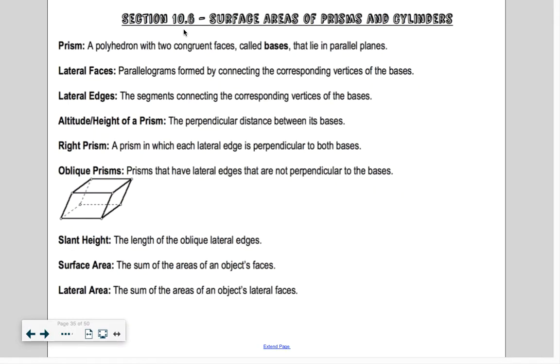10.6 is on surface area of prisms and cylinders. So definitions, what if I have matching? Will you guys be able to do these definitions? No. All right, a prism.